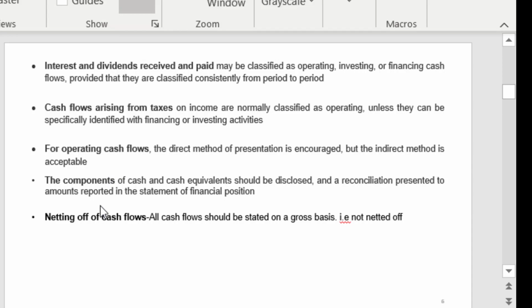Components of cash and cash equivalent should be disclosed, as well as the reconciliation presented should be disclosed on the statement of financial position. Netting off of cash flows: all cash flows should be stated on a gross basis, not netted off. We will see this when we go through the actual example, that you must go and look for the gross amount. So in other words, you cannot net it off.